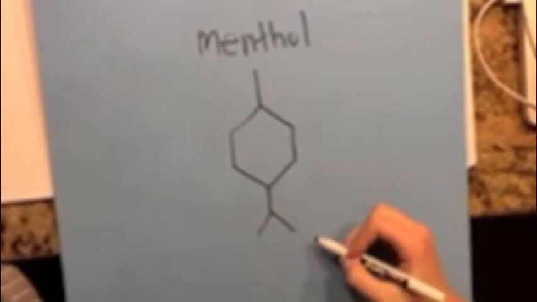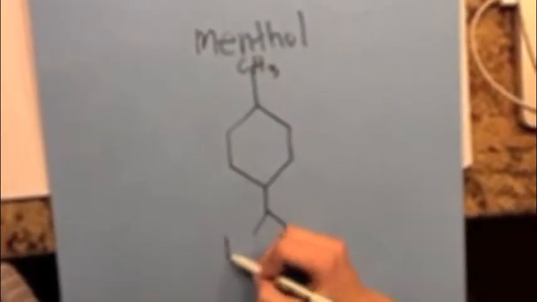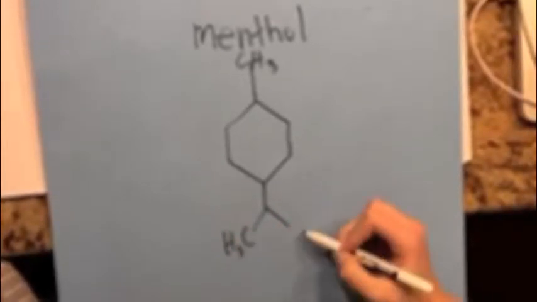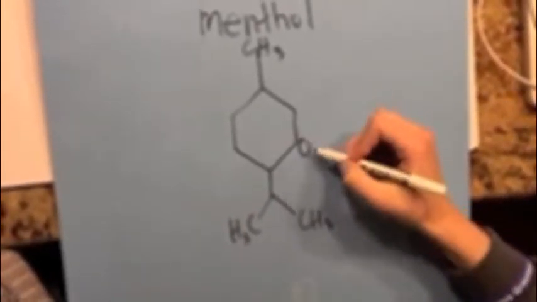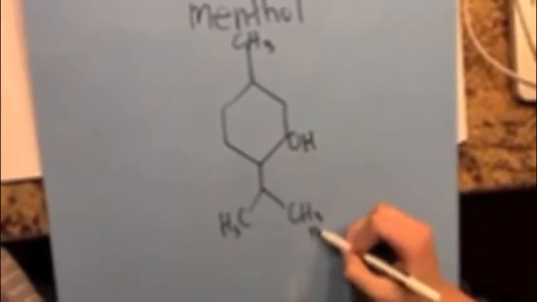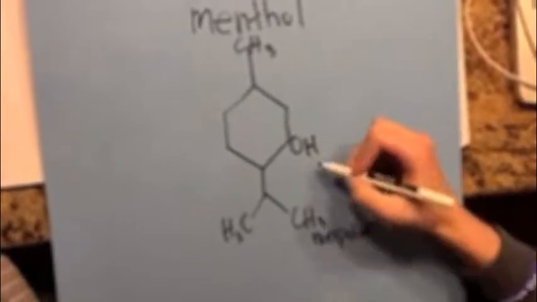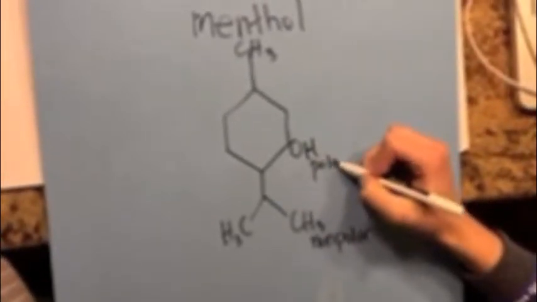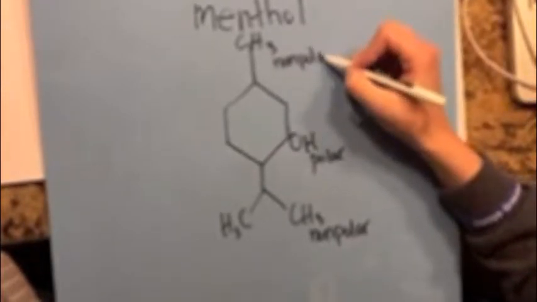Menthol has 3 methyl groups, or CH3 groups, which are nonpolar and tend to make molecules hydrophobic. But menthol also contains a hydroxyl group, or an OH group, which is highly polar and tends to make compounds more soluble through hydrogen bonding with water. This allows menthol to be absorbed through the skin because skin cells are full of water.